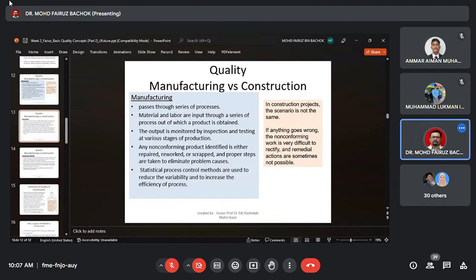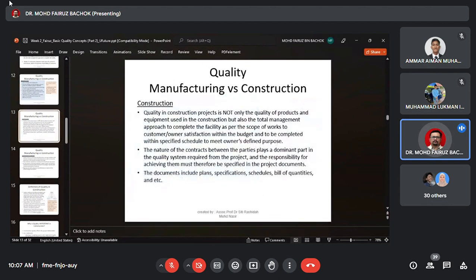On site. Okay. So again, more detail about it. Quality management based construction. Construction quality in a construction project is not only the quality of the product and equipment used. Quality product means construction material like cement, sand, or others, and equipment used in the construction, but also the total management approach to complete the facility, a scope of work to satisfy the customer owner certification within the budget and to be completed within the specified schedule to meet the owner defined purpose.